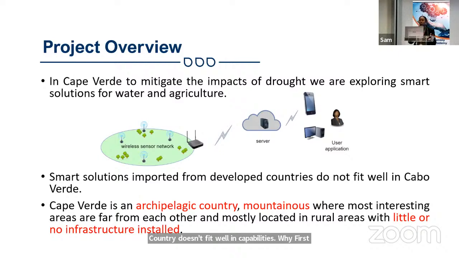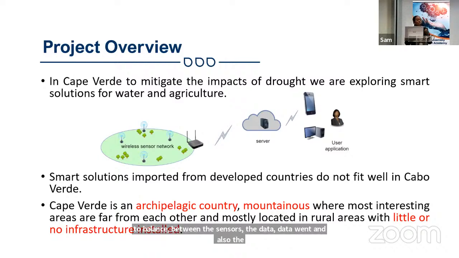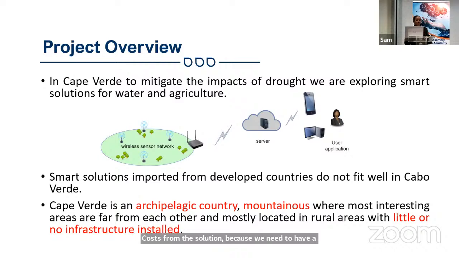Cape Verde is an archipelago with mountainous islands, where most interesting areas are far from each other and mostly located in rural areas with little or no infrastructure installed, which makes it difficult to communicate over longer distances and to power the sensors. Imagine if you have a large area to monitor, if you have sensors that can communicate over long distances, you don't need many sensors, just a few. So we need to balance between the sensors, the data that we want, and also the cost of the solution, because we need a low-cost solution that can be used by everyone.